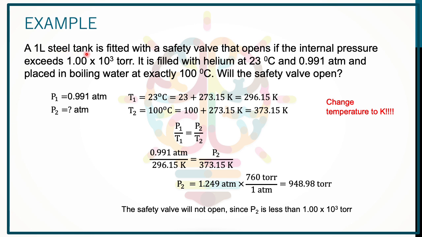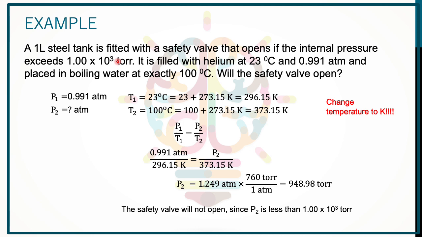A 1-liter steel tank is fitted with a safety valve that opens if internal pressure exceeds 1 times 10 power 3 torr. So the valve will open if it exceeds 1 times 10 power 3 torr. It is filled with helium at 23 degrees Celsius and 0.991 atm and placed in boiling water at exactly 100 degrees Celsius. So will the safety valve open? From here you need to calculate the pressure. If the pressure exceeds this value, the safety valve will open.